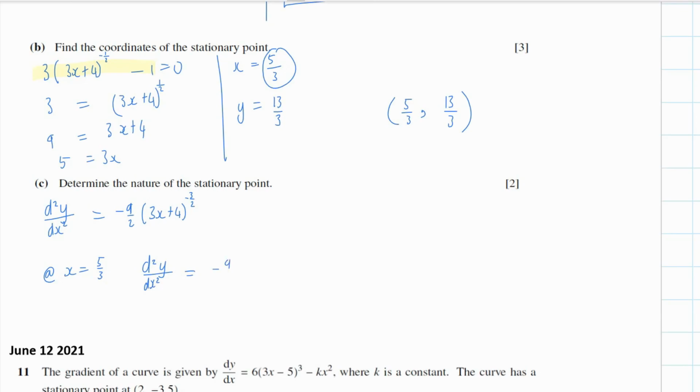Equals negative 9 over 2 into 3 times 5 over 3 plus 4 all to the power of negative 3 over 2. Now, what does this give us? 3 plus 4 equals, to the power of negative 3 over 2 times, what are we getting? 3?